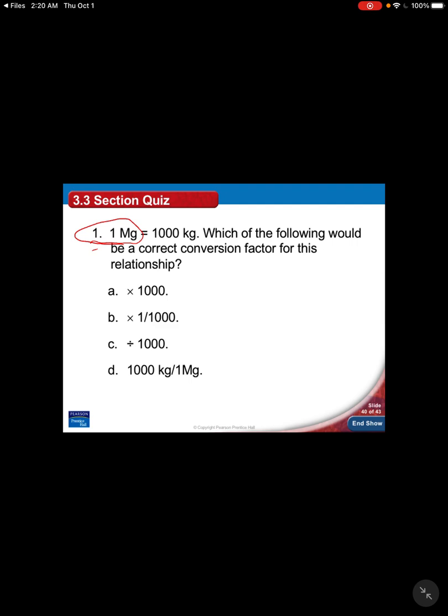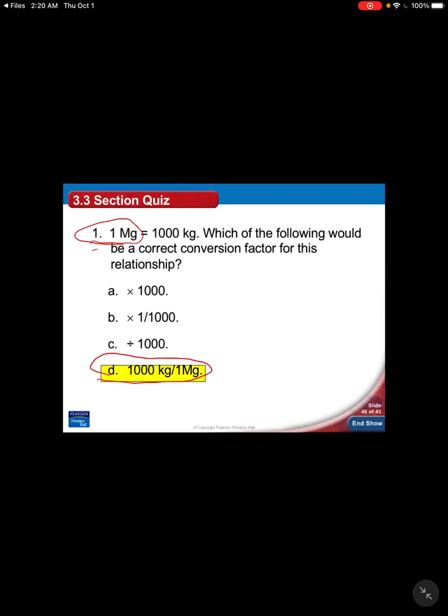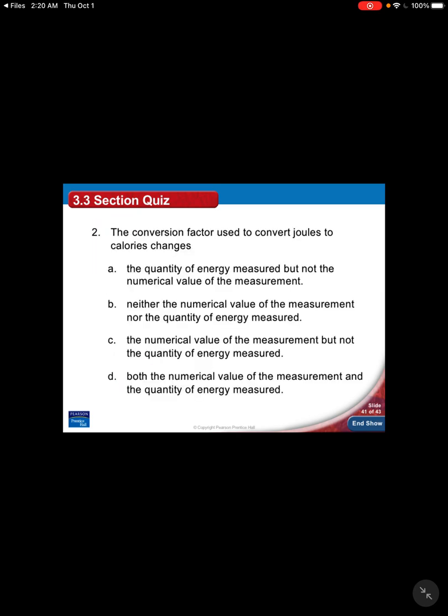And of course, if I wanted to do some conversions, then I would use a factor that gives me this answer. And that would be your answer, 1,000 kilograms per megagram, which is a metric ton.